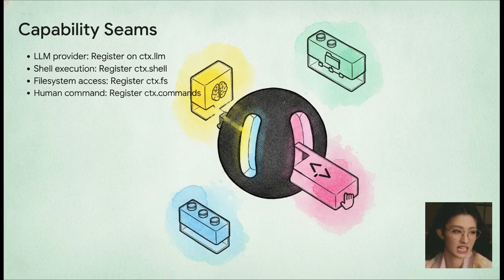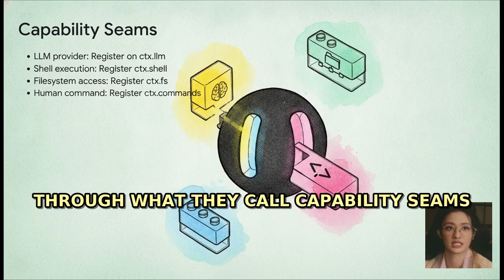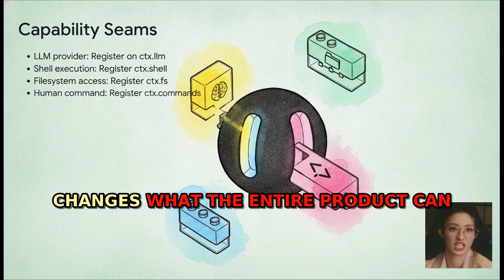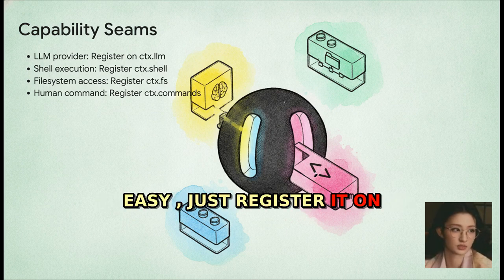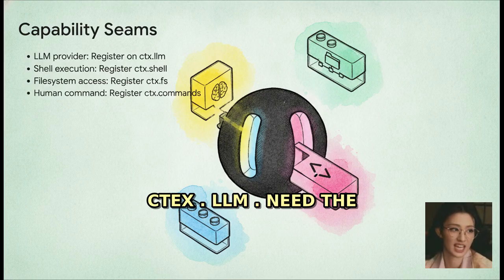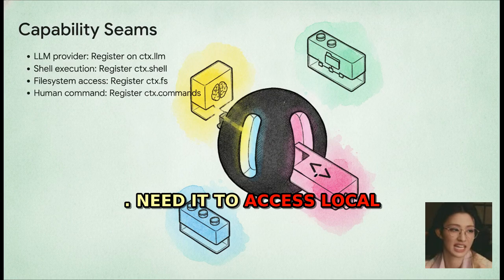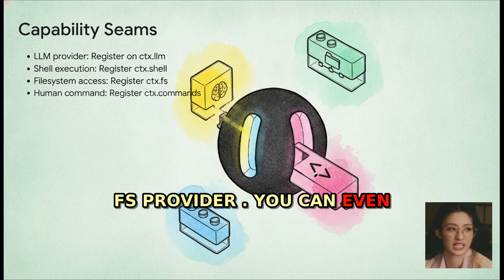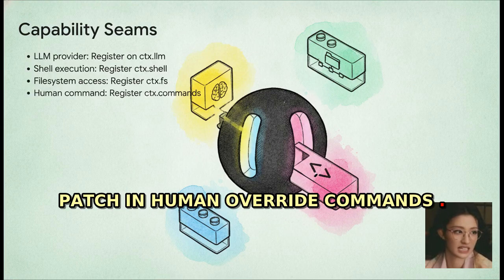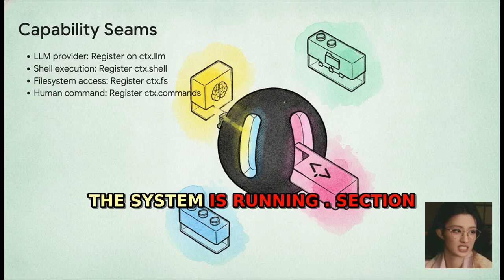This naturally leads to an unbelievable level of flexibility through what they call capability seams. Swapping out a service provider changes what the entire product can do, effortlessly. You want to add a new LLM provider? Easy, just register it on ctx.llm. Need the AI to run shell commands? Register a ctx.shell backend. Need it to access local files? Register a ctx.fs provider. You can even patch in human override commands. You are literally just swapping Lego bricks on the baseplate while the system is running.